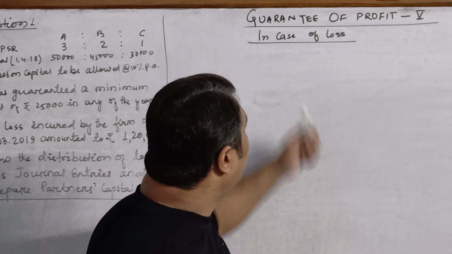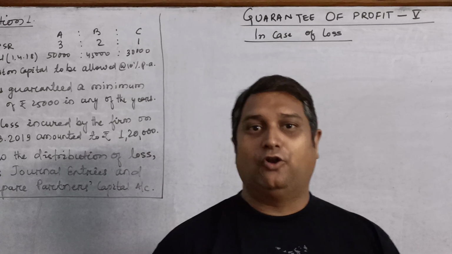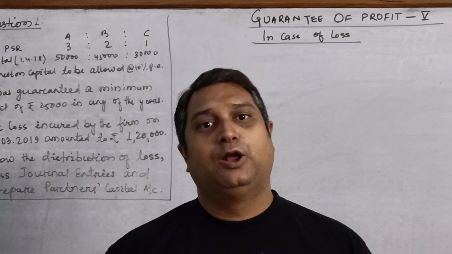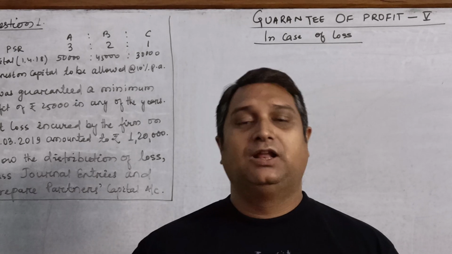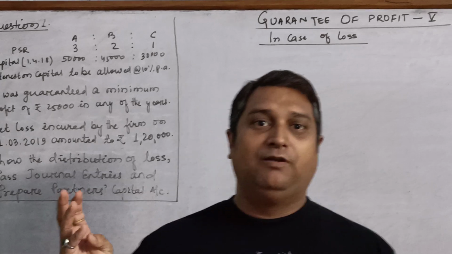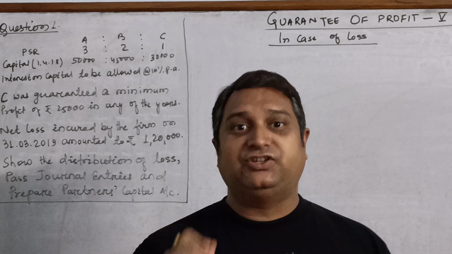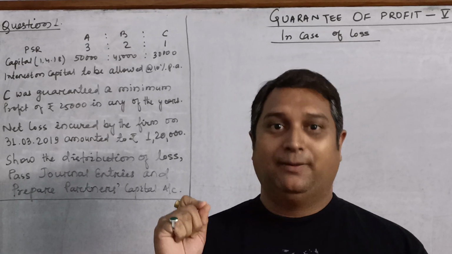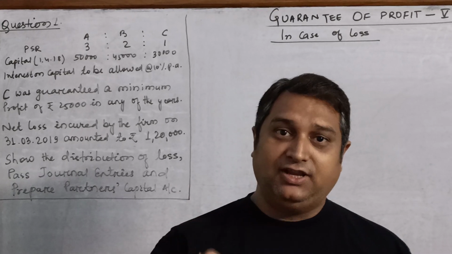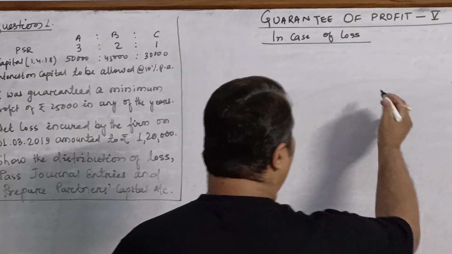Now, let's come back to the topic of guarantee of profit in case of loss. Children, when there is a loss, you have to understand that no appropriations will be made. That means there will be no interest on capital given, no salary given, no commission provided to the partners. Yes, but if there is any charge against profit, you will have to pass entries and make appropriations, adjustments for the charge against profit. Now, let us take a small example in order to understand this.